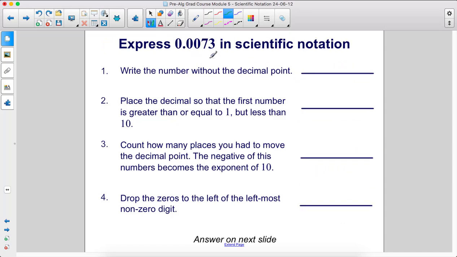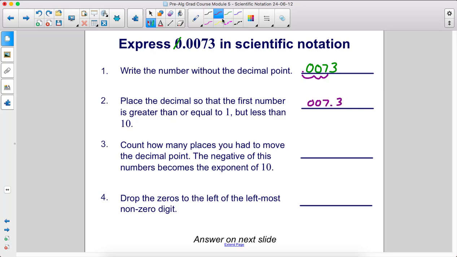Express 0.0073 in scientific notation. First, write the number without the decimal point. I'm going to ignore that first leading 0 because it will get confusing. 0073. And right now the decimal is here, but we're going to move it. All right, we're going to put the decimal right there. It's in between the 7 and the 3.